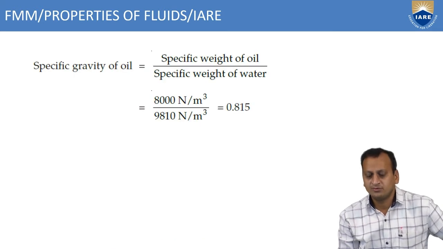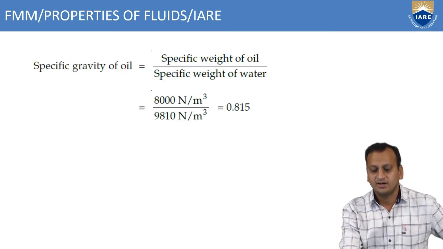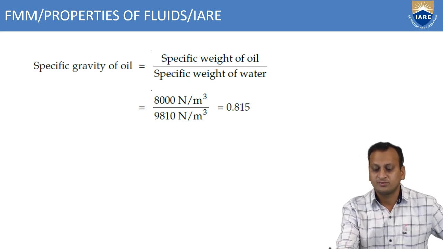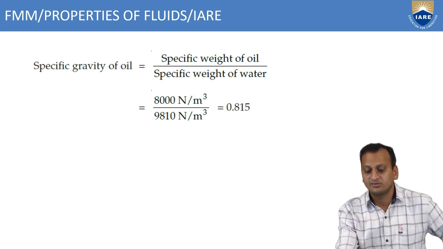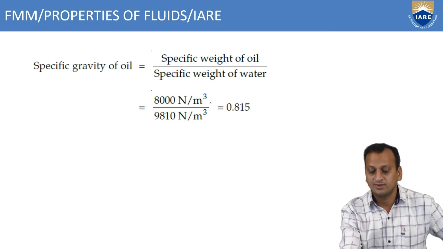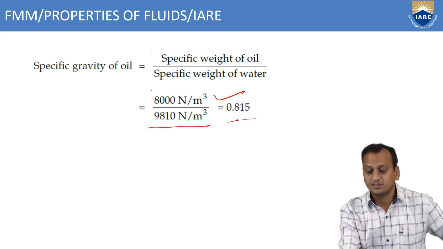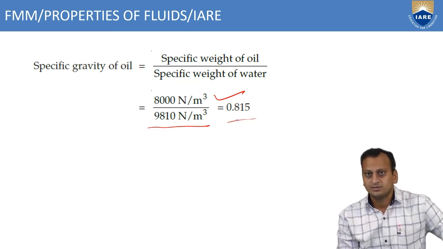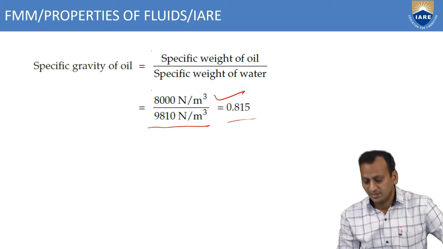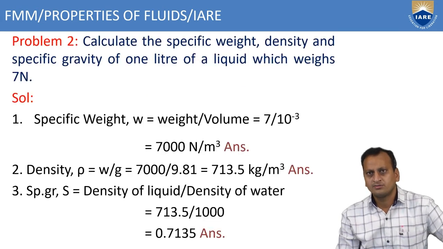Similarly, the specific gravity of oil. We know the specific gravity is nothing but the ratio of the specific weight of the liquid to the specific weight of water. The specific weight of oil we have calculated as 8000 Newton per meter cube, whereas the specific weight of water is 9810. This is standard. So then we will get 0.815 as the specific gravity of oil. This is how you calculate the specific gravity. Now we will go through another problem.